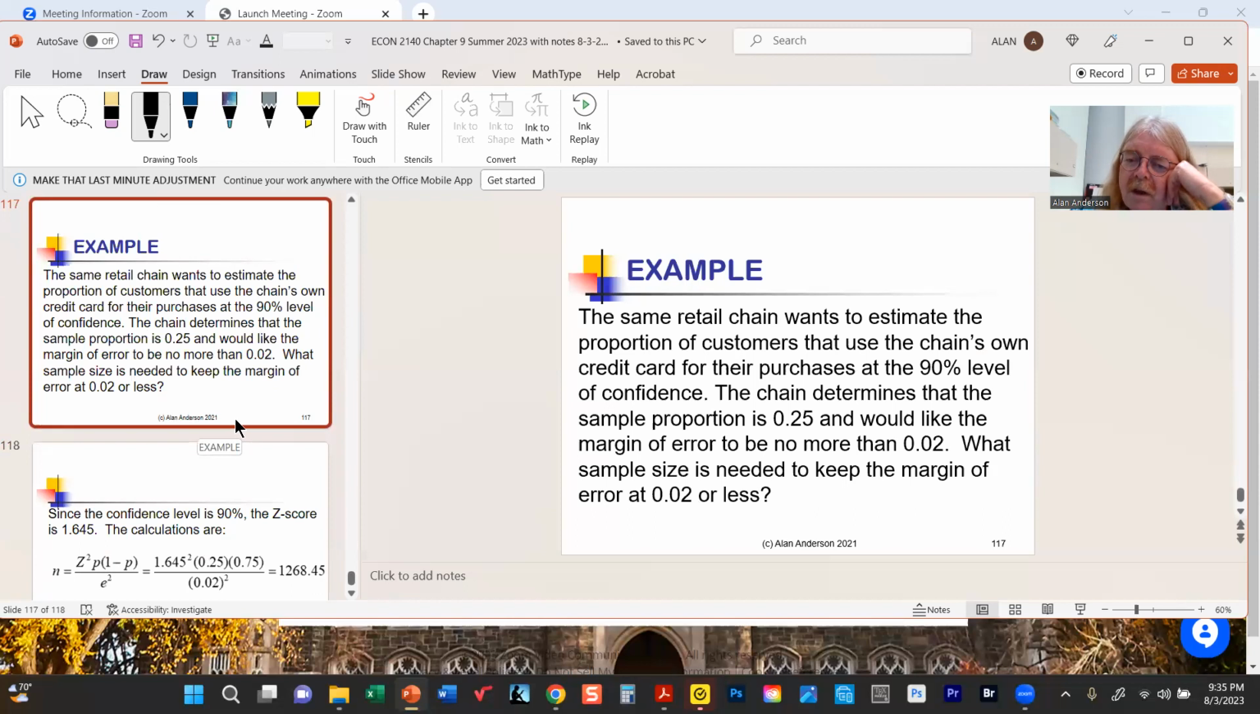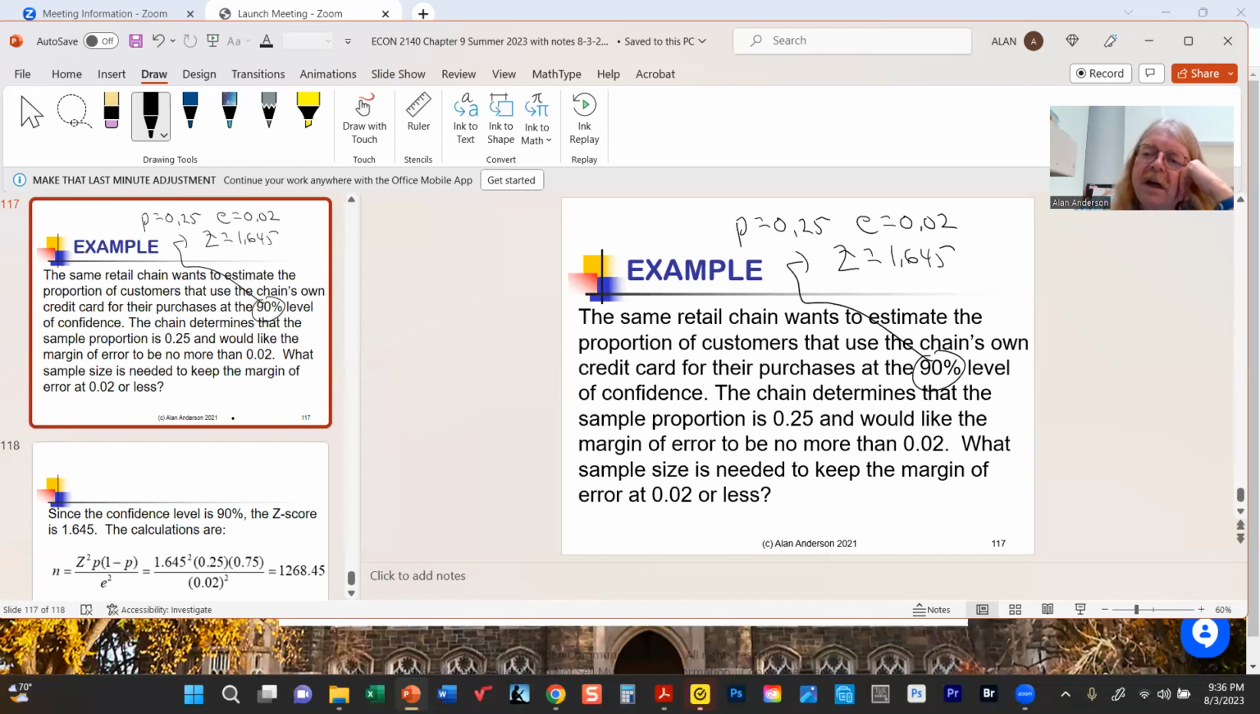The same store wants to estimate the proportion of customers that use the chain's own credit card for their purchases at the 90% level of confidence. The sample proportion turns out to be 0.25. Margin of error, they want to keep it at 2% or less. And since this is a 90% confidence interval, Z is 1.645. Which again, if you've forgotten how that works, use the INV norm function.